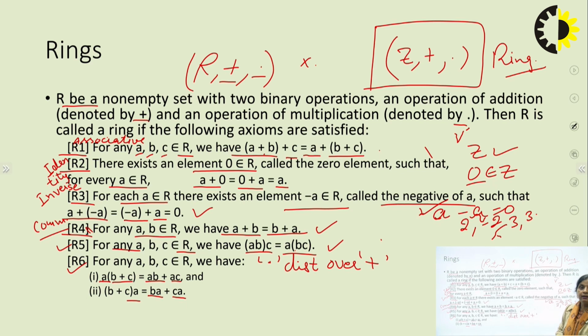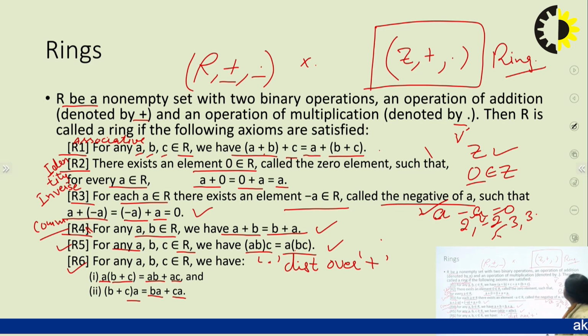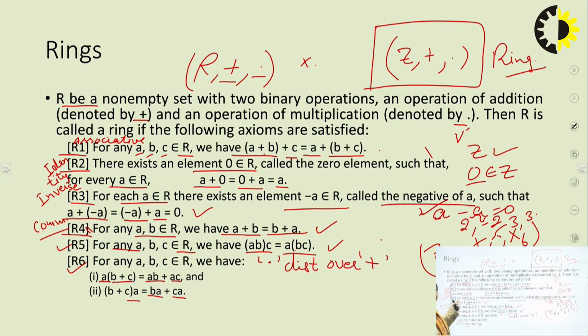Okay. What are other examples? Other examples we can take are Z6 with addition modulo 6 and multiplication modulo 6. That is, the modulo set with modulo addition and modulo multiplication. All these form an algebraic structure which follows all the properties, that is associative, identity element, again 0 is the identity element.